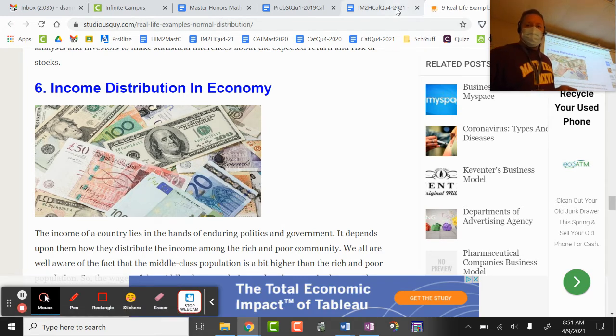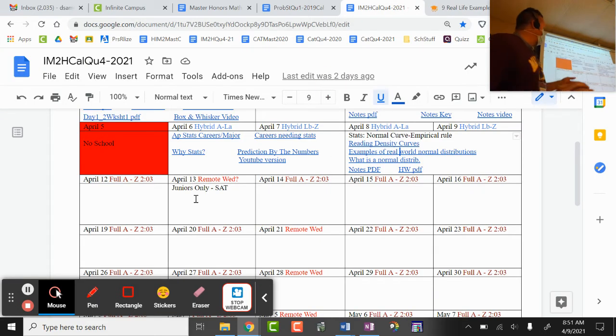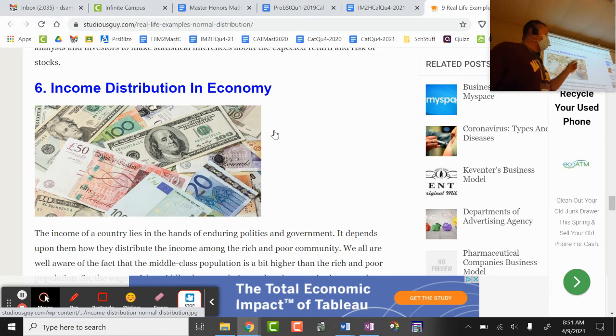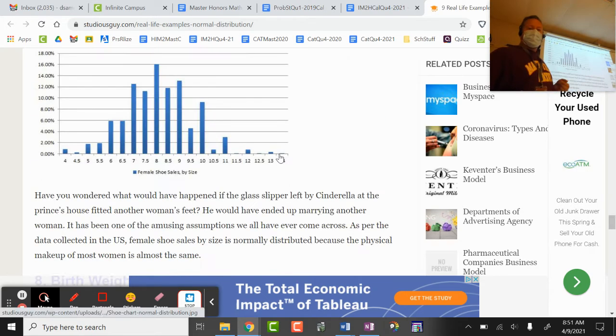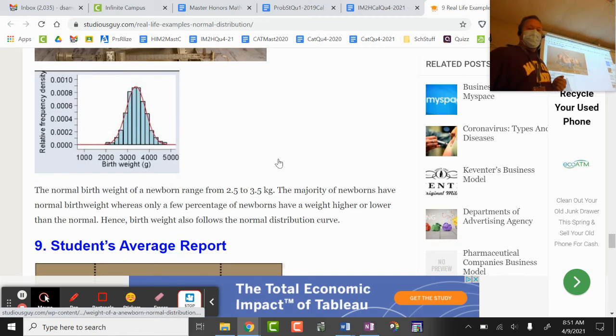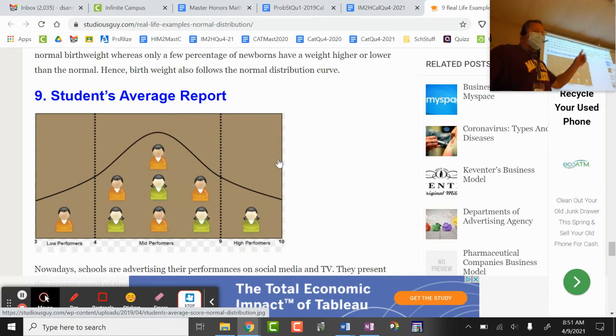And actually, when you look at this, I'm not going to be able to go over this too much, but probably on Monday on my calendar, I haven't gone over these things: stats, careers needing stats, why stats. Kind of the thing that I'm going over right here. If you're going to be a business major, you're darn right. You're going to have to know statistics. Shoe sizes, just like height, birth weight, probably just like height as well. Student averages. I'll end with this one.